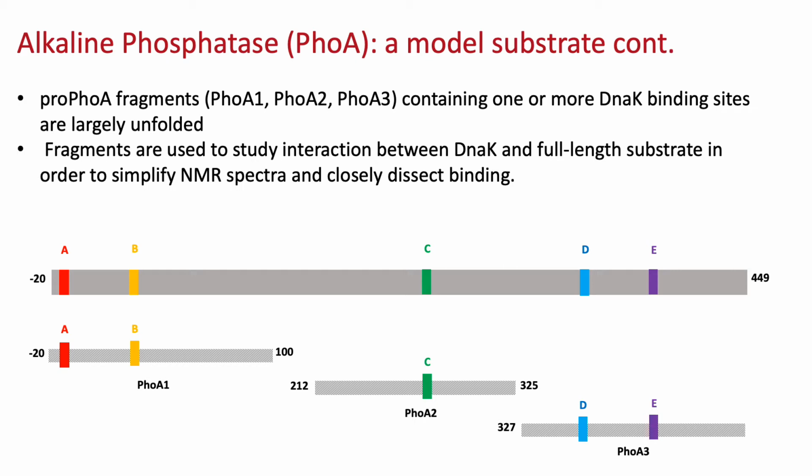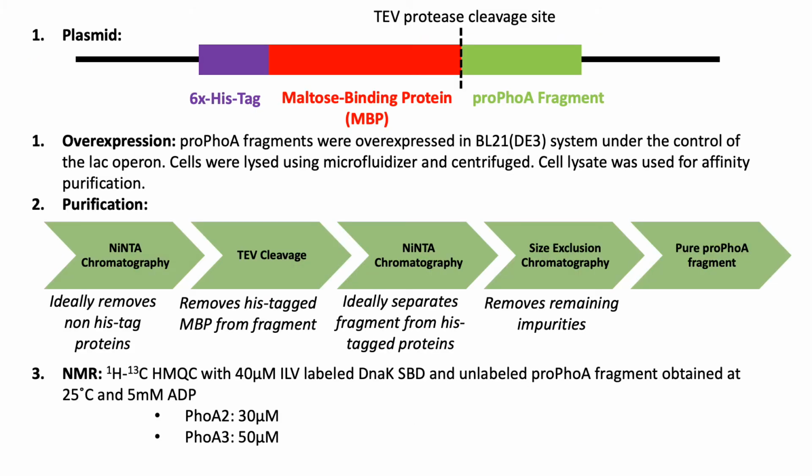phoA1, the first fragment, contains binding sites A and B, A being in the signal sequence of the precursor form of this protein. phoA2, the second fragment, contains binding site C, and phoA3 contains binding sites D and E. The construct used to purify these fragments was generously gifted to us by the Caldemos lab.